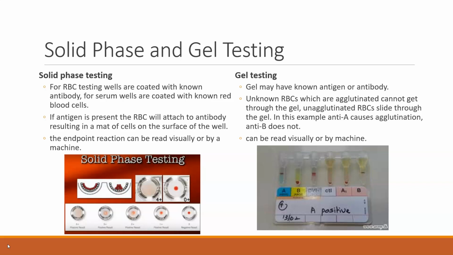In this example, anti-A causes agglutination of the unknown cells. So see that line about 1/4 of the way down in the gel, versus the anti-B, because the patient does not have the B antigen, all the cells are able to slither down through the gel and they're unagglutinated. These reactions can be read visually or by machine.